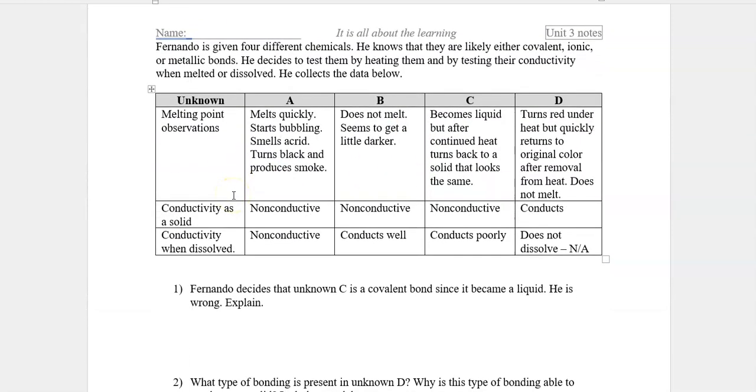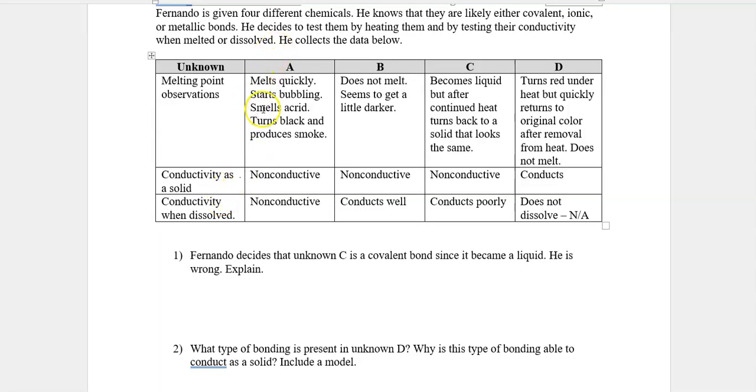Fernando is given 4 different chemicals. He knows that they are likely either covalent, ionic, or metallic bonds. He decides to test them by heating them and by testing their conductivity when melted or dissolved. He collects the data below. Unknown A melts quickly, starts bubbling, smells acrid, which means basically it smells nasty, turns black, and produces smoke. It is not conductive, solid, or dissolved.